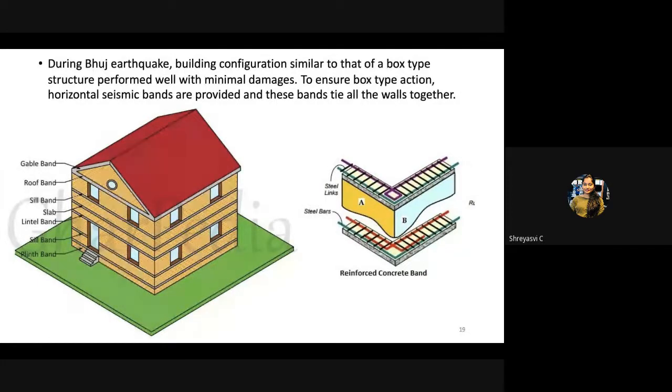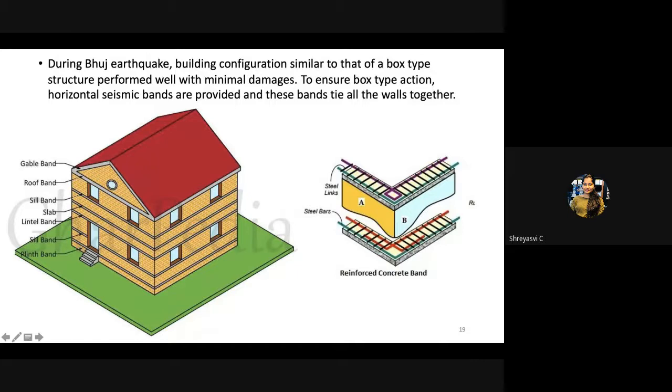The reason they are giving the bands at different levels is that during earthquakes, they observed that at the lintel level there was damage, and at the sill level there was damage. So the wall components used to fall out from the structure. In order to make sure that the wall component remains intact, they decided to keep these bands, which ensure the entire building performs as a single unit, so that there is no separation of the roof from the wall, and no separation of the wall from the sill or from the opening. Just to make sure of these things, they were providing these bands.